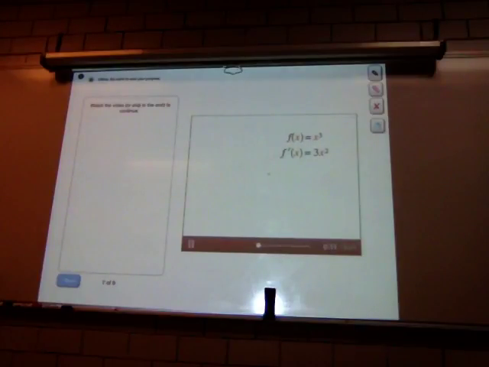So far we've shown that the derivative of x squared equals 2x, and the derivative of x cubed equals 3x squared. Do you have a guess for what the derivative of x to the nth power might be?